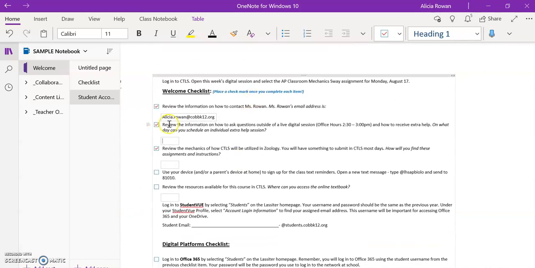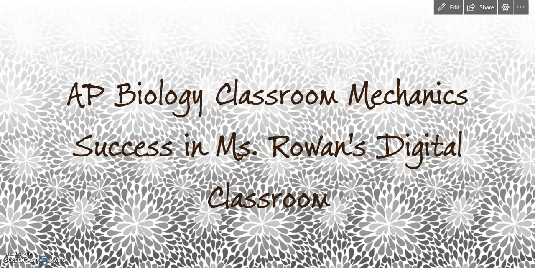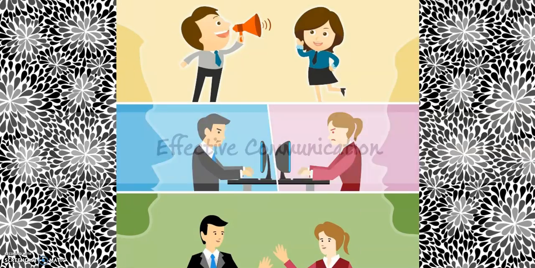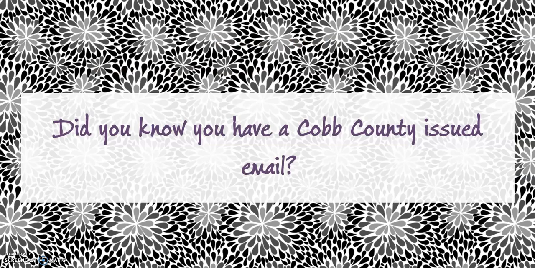Now, in order to get to the sway, I am going to go back to CTLS and open the sway. So I just looked at the checklist. Now I'm going to click this hyperlink, and it's going to bring me to the presentation that goes along with that checklist. Okay, so I am following along on my checklist, and I am going through the sway. I'm clicking through, making sure I understand how to reach me, what's my email, what are the office hours, how do I get extra help.